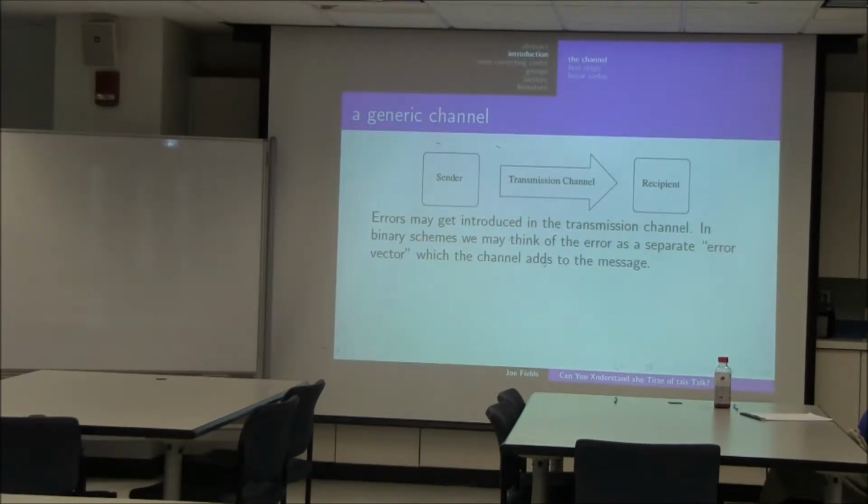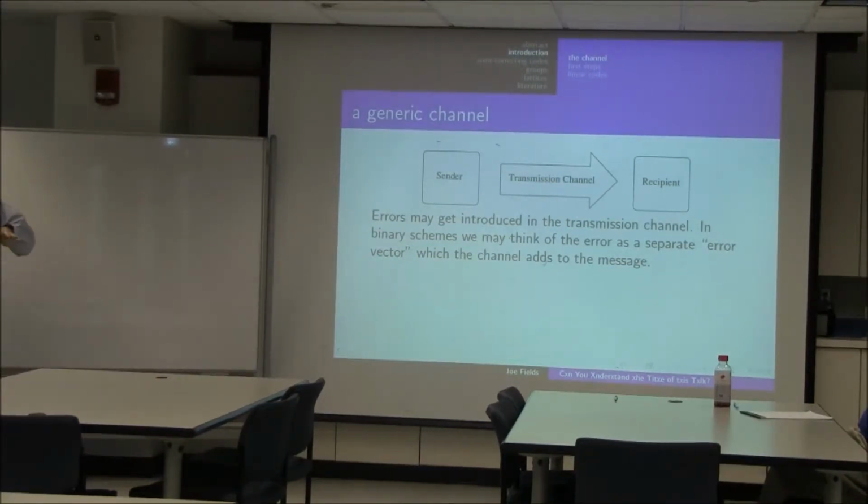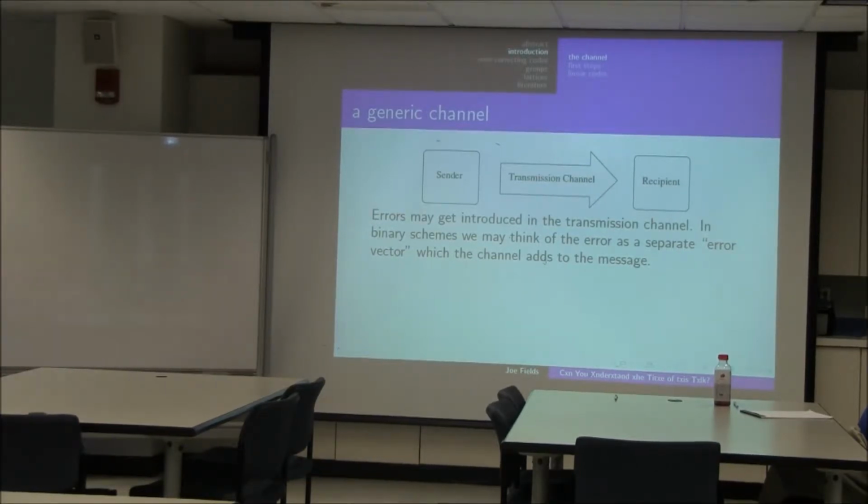So when we're talking about binary schemes, the way to think of that is you've got a vector of zeros and ones, that's your message, and you can add a binary vector of error stuff to it. And that's what the channel does. The channel has errors in it that it adds to the message. Well, these are typical abbreviations. M for a message, E for an error. The received message is R, which is M plus E.